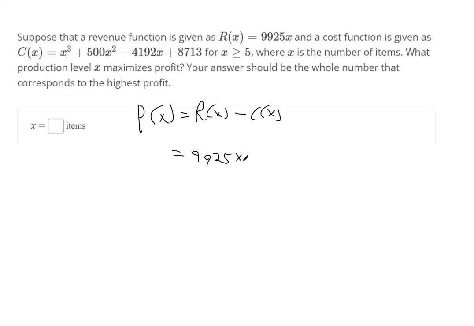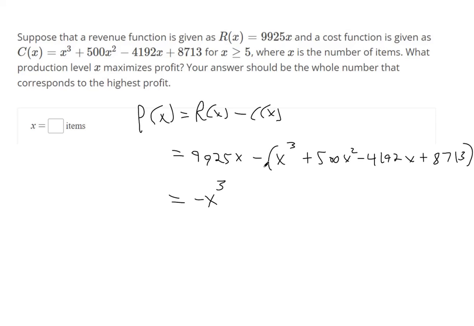9925x minus the cost. Now make sure to protect the entire cost in parentheses, or else you're just subtracting the first term of the cost, not the entire cost. There we go. And I said x is greater than or equal to 5, so we'll just want to keep that in mind. I can distribute that subtraction sign and then combine like terms.